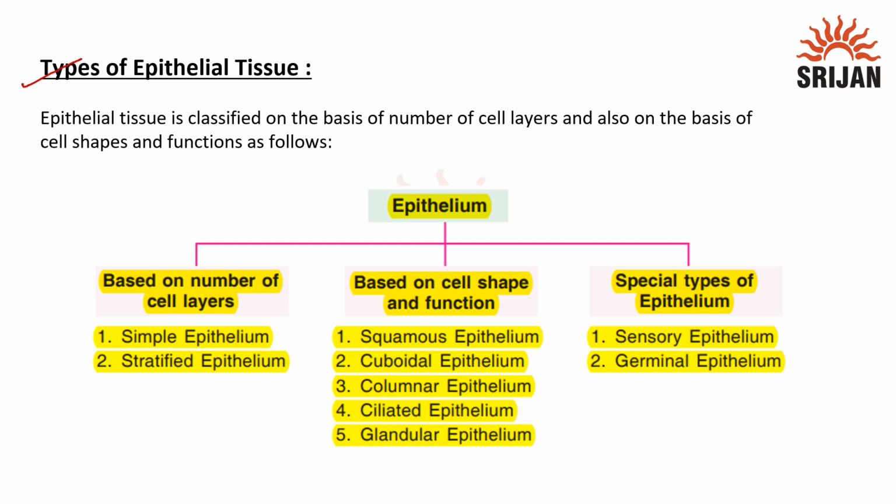Types of epithelial tissue. Epithelial tissue is classified on the basis of number of cell layers and also on the basis of cell shape and function as follows. Epithelium is classified based on number of cell layers as simple and stratified epithelium. Based on the cell shape and function, it is classified as squamous epithelium, cuboidal epithelium, columnar epithelium, ciliated epithelium, and glandular epithelium. There are special types of epithelium as well, sensory epithelium and germinal epithelium.